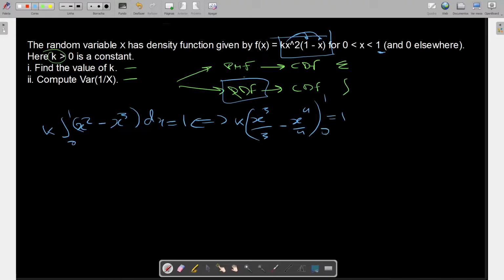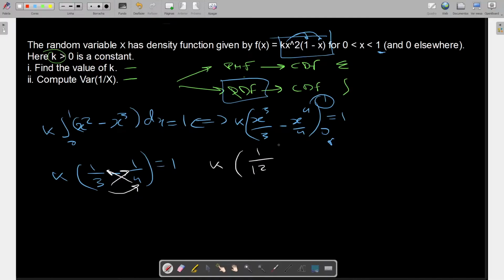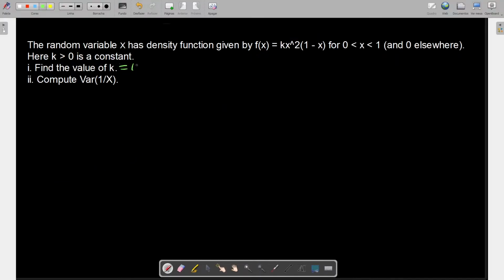And when you look at this, since the lower limit is 0, we are just dealing with the upper limit. So essentially this is the same as having 1 over 3 minus 1 over 4. All this is equal to 1. So this one goes there, this one goes there, and we multiply these two. So we have essentially k times 1 over 12 equals 1, which means that k is equal to 12. This is the answer for the first problem. Okay, we now know that the value of k is equal to 12.